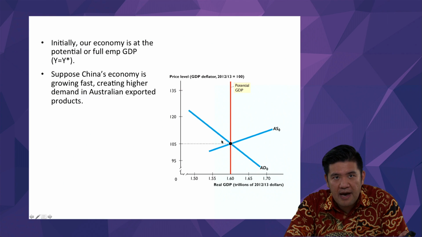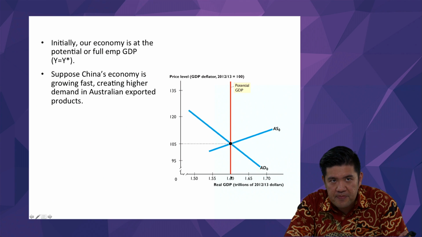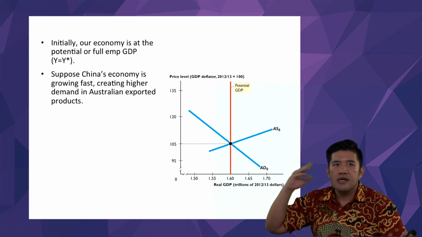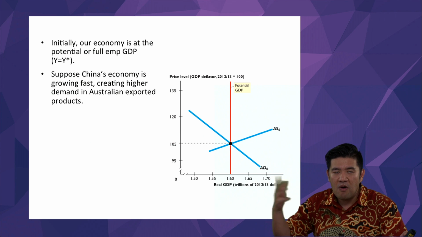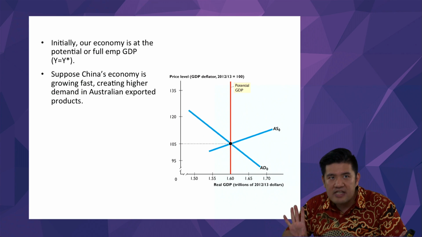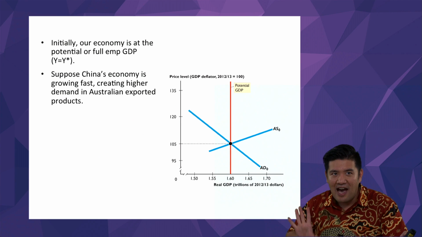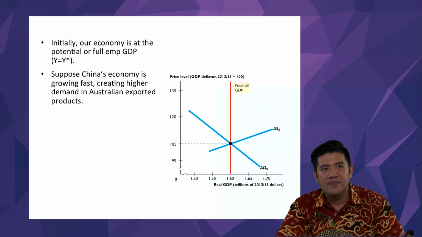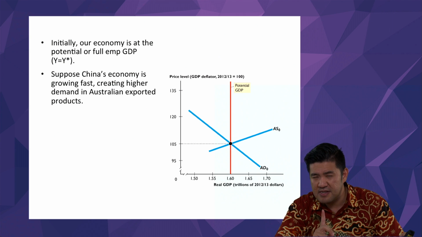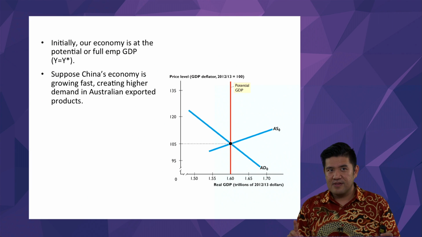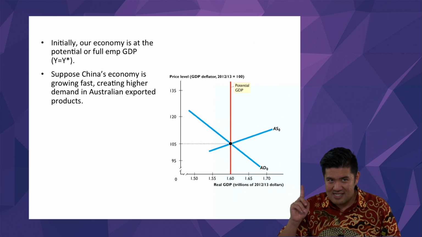Okay? So what am I trying to say? At the moment we are here, we are at the full employment GDP level. Then China is doing well. They are demanding more of our export to them. They are demanding more of our beef, our Australian products. So how are you going to illustrate this? What curve are you going to shift? The demand curve or the supply curve? Yes, which one? Demand.